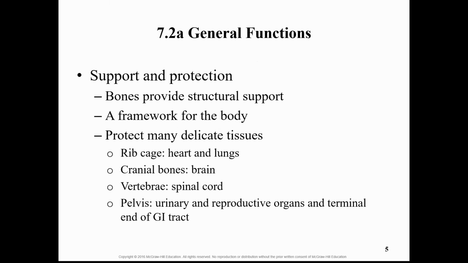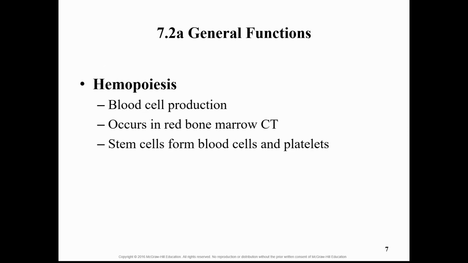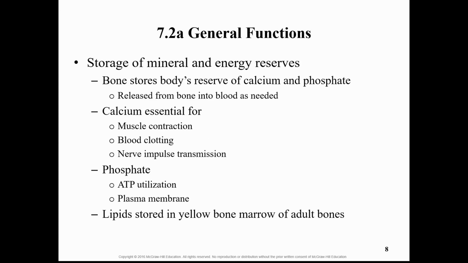As I mentioned, bones provide protection. The rib cage, the cranial bones protect the brain, the vertebrae protect the spinal cord, and the pelvis protects the urinary and reproductive organs. Bones help move us around because they supply attachment sites for muscles. They act as a system of levers. Hematopoiesis means the creation of new blood cells, and this is for both red and white blood cells. And finally, bones are used to store minerals and energy.